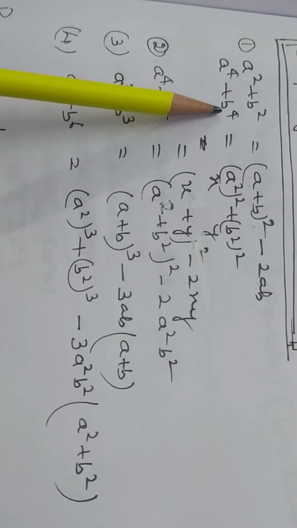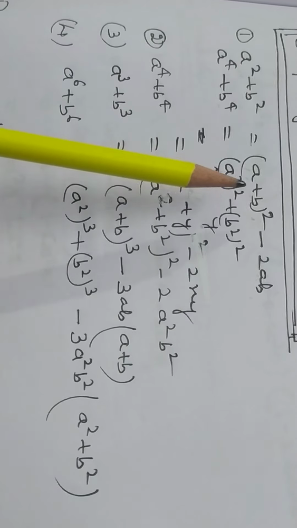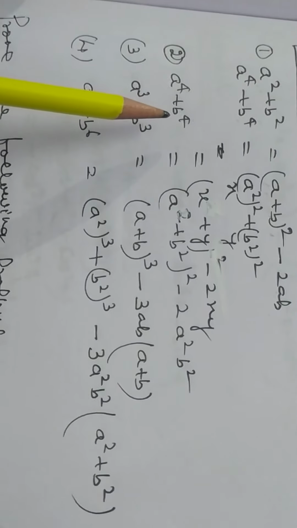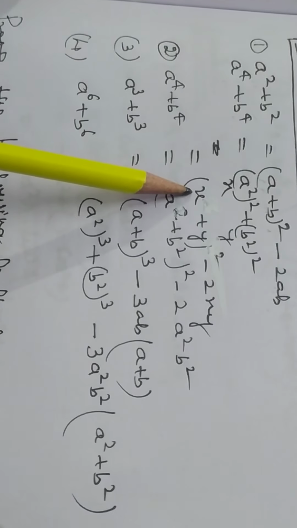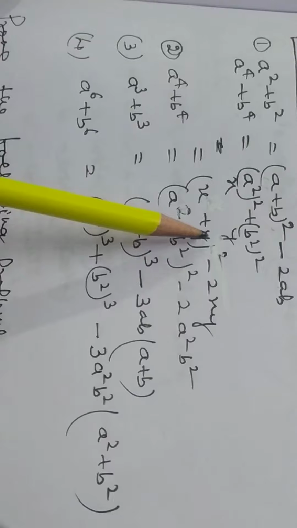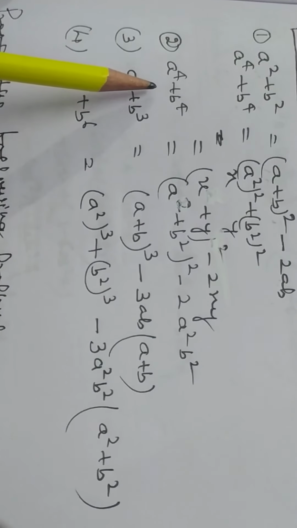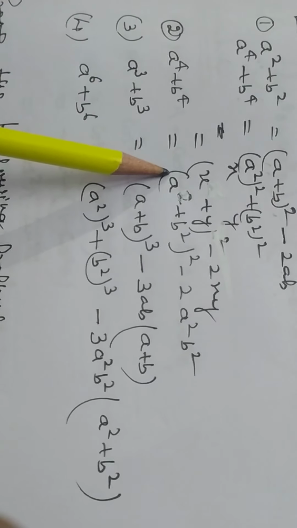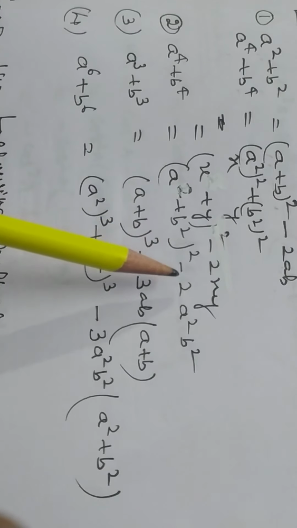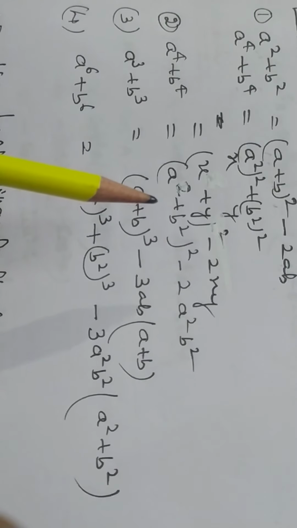a to the power 4 plus b to the power 4 is equal to (a square) whole square plus (b square) whole square. Put a square equal to x, b square equal to y. So it will be (x plus y) whole square minus 2xy. a to the power 4 plus b to the power 4 can be written as (a square plus b square) whole square minus twice a square b square.